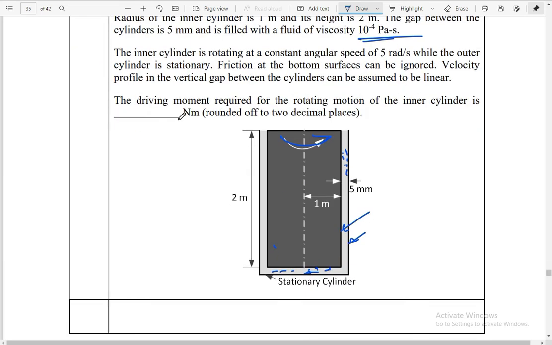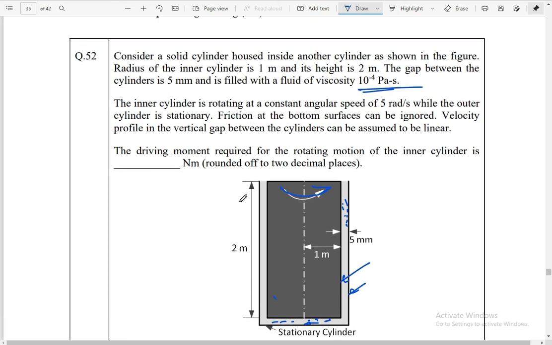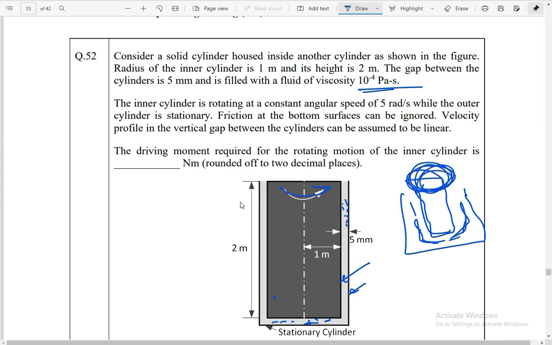The driving moment required for the rotating motion of the inner cylinder is, actually in this question it is mentioned that, okay, one big cylinder is there and a small cylinder, and here is the fluid. Okay, if it is rotating, so how much moment is required to rotate at the speed of 5 radian per second? Okay, what is the driving moment required? So it will rotate continuously at the rate of 5 radian per second. That is the question.